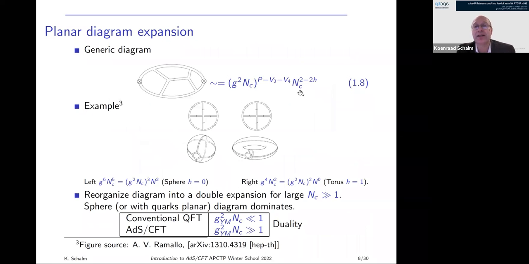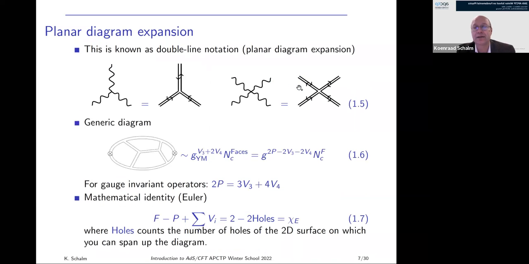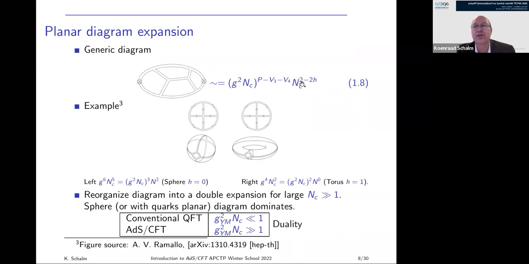Okay, so remember this generic diagram. Therefore, you see that it goes precisely as N_C to the 2 minus 2h, if you contract one of the powers of N_C into g squared N_C. This is the weight of a generic diagram in perturbation theory, using that identity of Euler. And here is the example that I just mentioned.